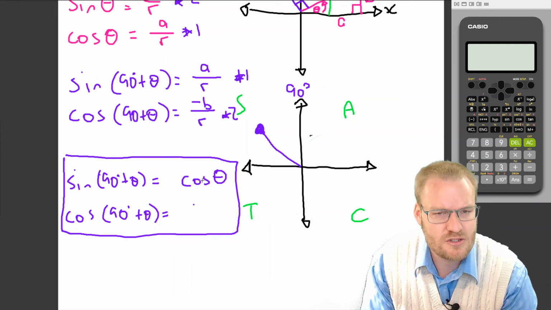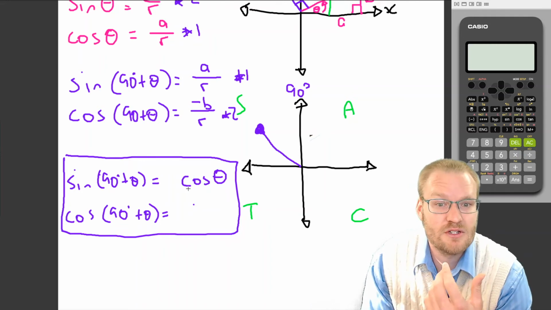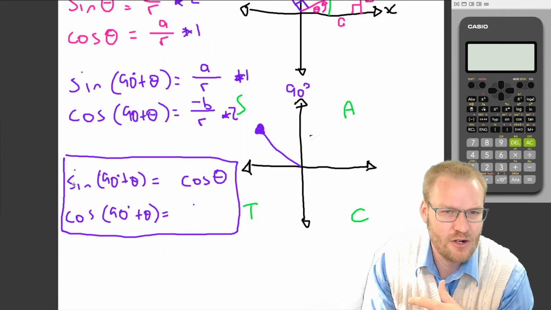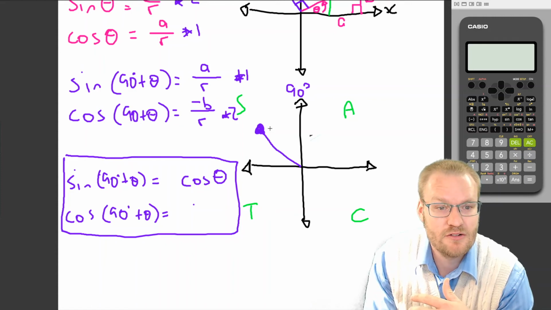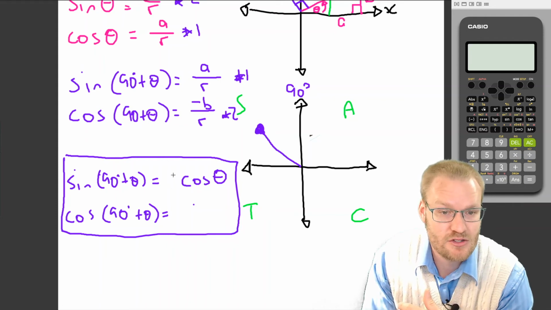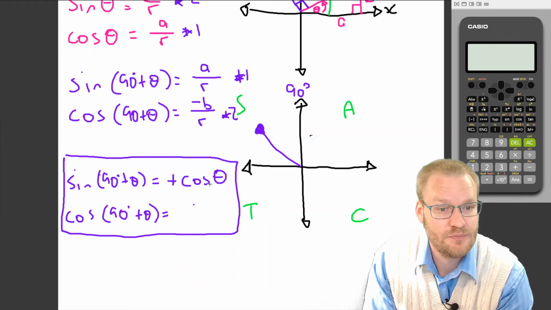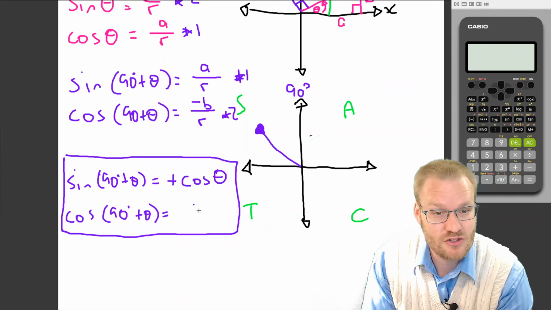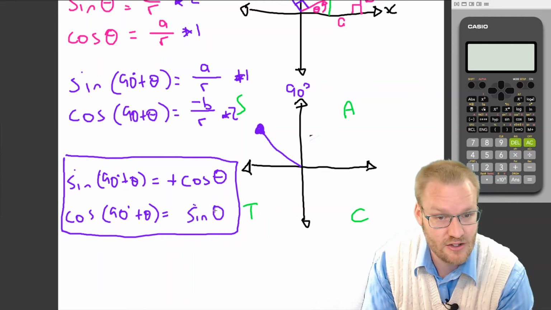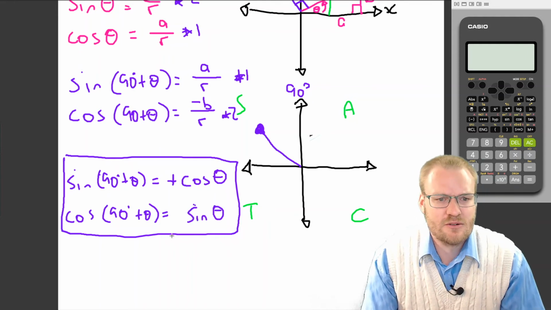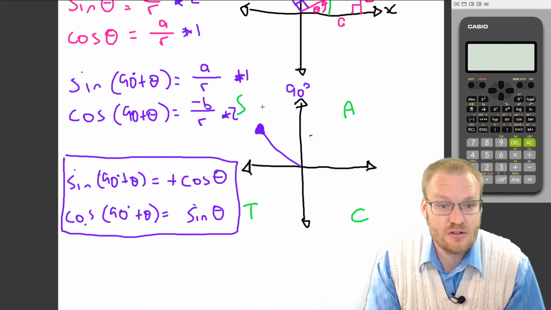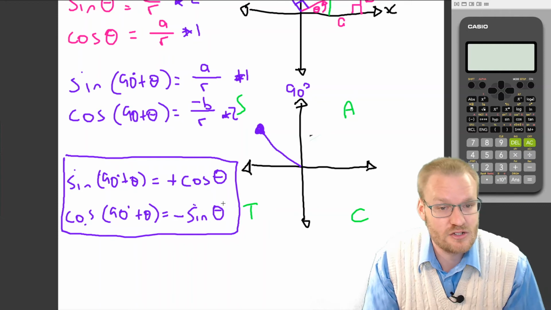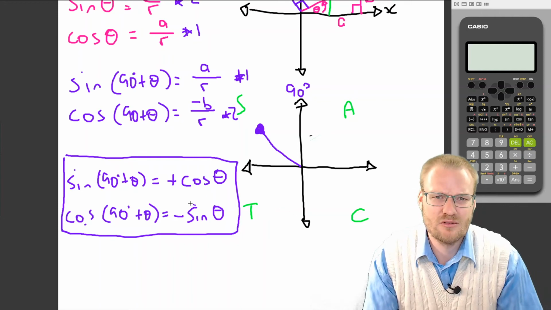Sine changes to cos, and we just need to work out, is it positive or negative? Well, let's look at our original trig ratio. Is sine positive or negative in the second quadrant? It's positive, so therefore stays positive. Cos changes to sine when it's 90 degrees. Is cos positive or negative in the second quadrant? It's negative, so it changes to negative. So here's what we're going to use all the time.